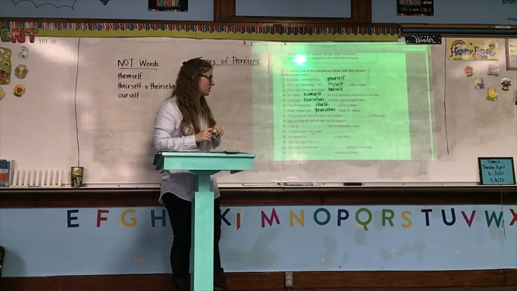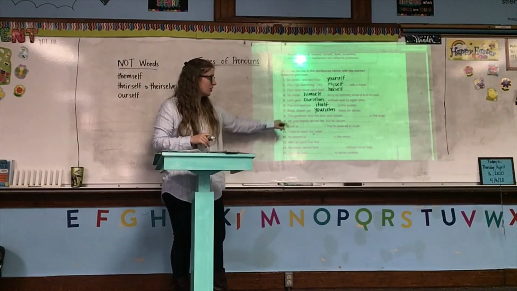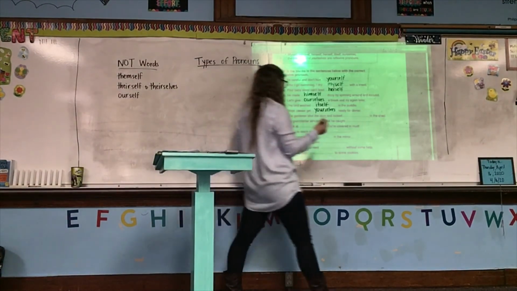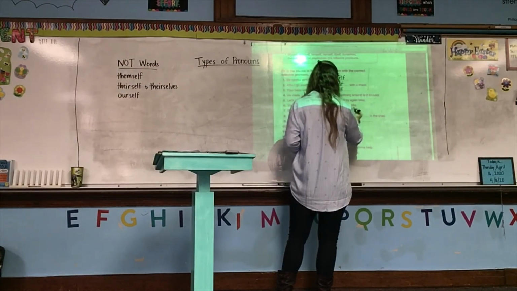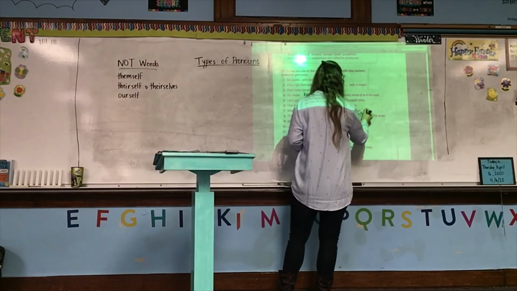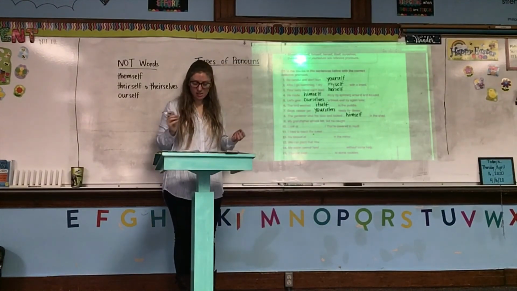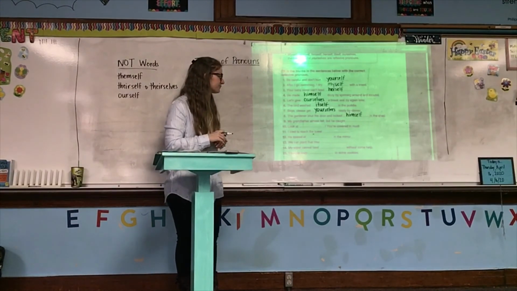Number 8, the gardener shut the door and locked blank in the shed. Well, the gardener is the subject. He did it to himself, so that means the gardener shut the door and locked himself in the shed. It could also be herself. The gardener could be a girl. So himself or herself would work in that sentence.